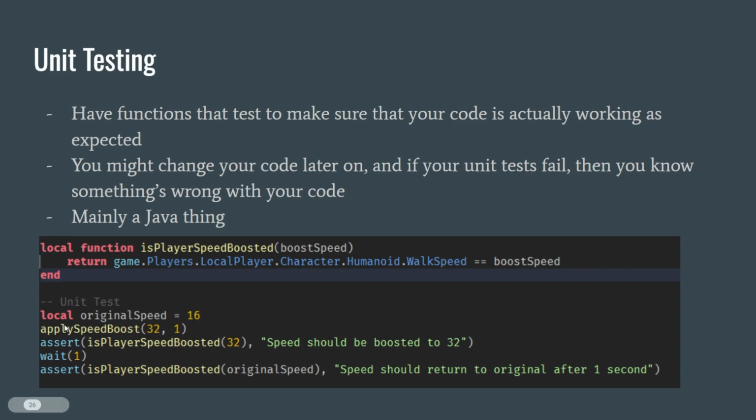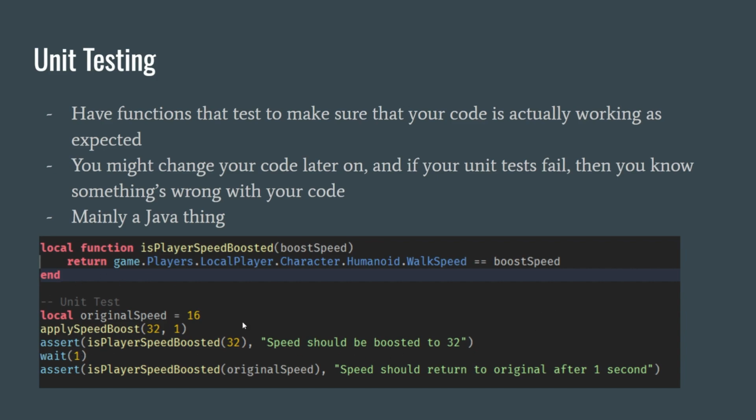So later on, as we're coding, we might update this apply speed boost function. And then what if later on, we call this apply speed boost 32, but what if instead it sets the walk speed to like 36? Well, now this assert statement checks if the player's speed boost is actually 32, but it's actually 36 now, and then it throws an error saying it should be 32. So this basically makes sure that your code is working properly.